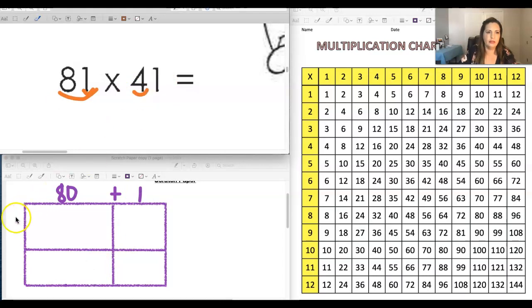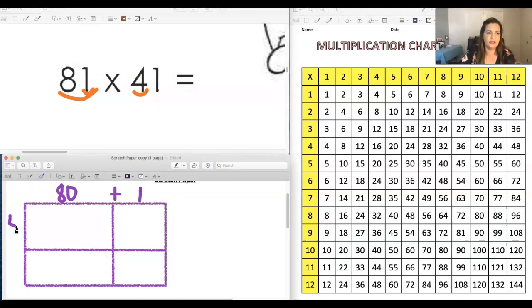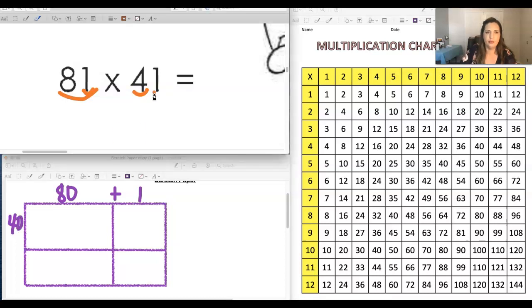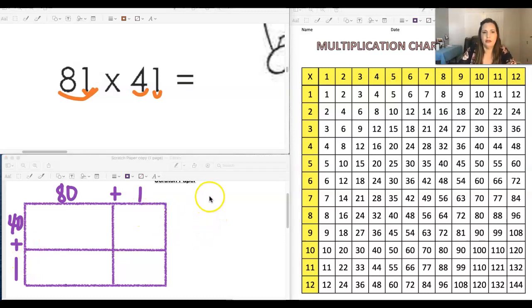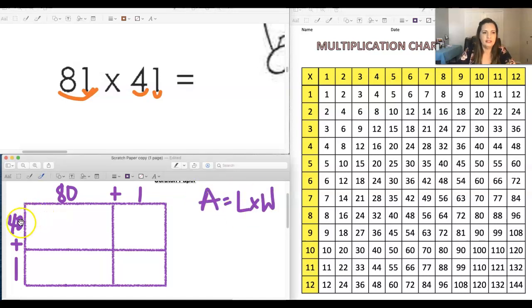Then I have the number 41. The 4 really means 4 tens, and the value is 40. This 1 means 1 one, and the value is 1. And I'm going to add that together because that's how we write expanded form. Okay, remember that when we do the area model, it's length times width. So I'm going to say 40 times 80. I know that because of place value, I can underline these zeros, and I have 2 of them, which means I can put 2 of them in my answer as well.